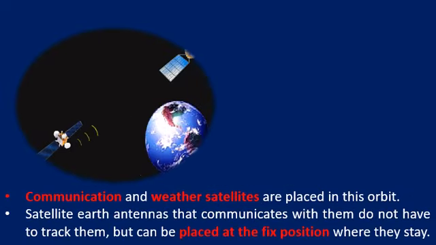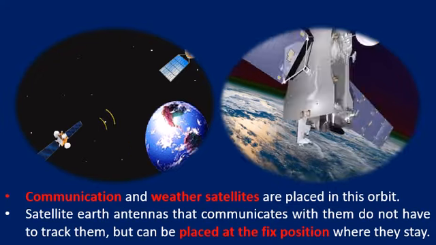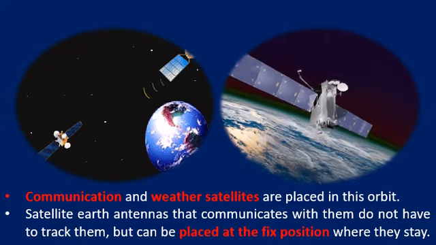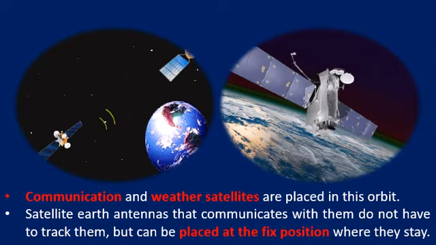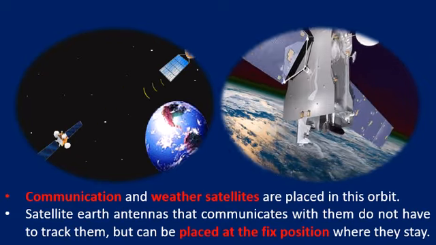Communication satellites and weather satellites are placed in this orbit. Satellite earth antennas that communicate with them do not have to track them, but can be placed at the fixed position where they stay.